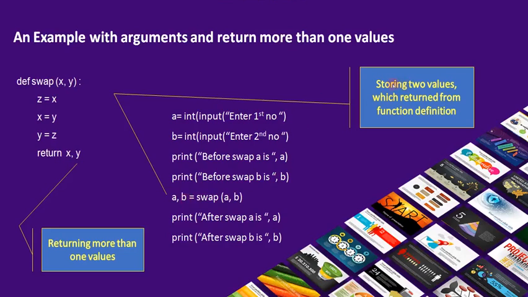Fine. Here I have written storing two values which are returned from the function definition. So this is the function definition. From here, when it returns, how many values? Two values, and the two values respectively will get stored in the variables a and b.